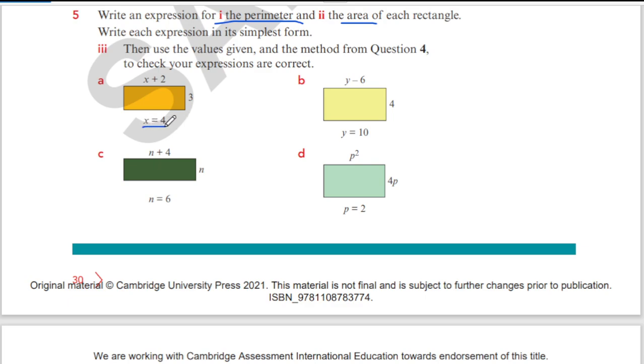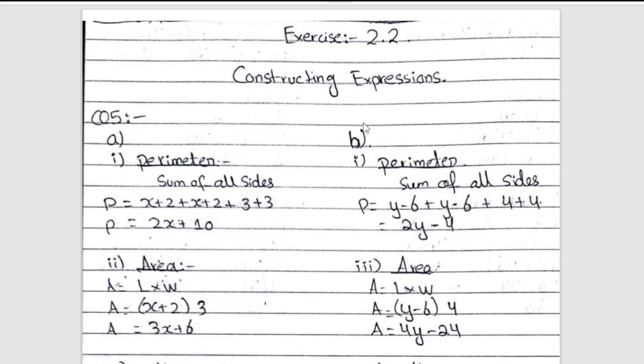These are the values which are given to you in each question. After making the expressions, you have to put these values in those expressions to find the value of the perimeter and the area. I have done these questions for you.